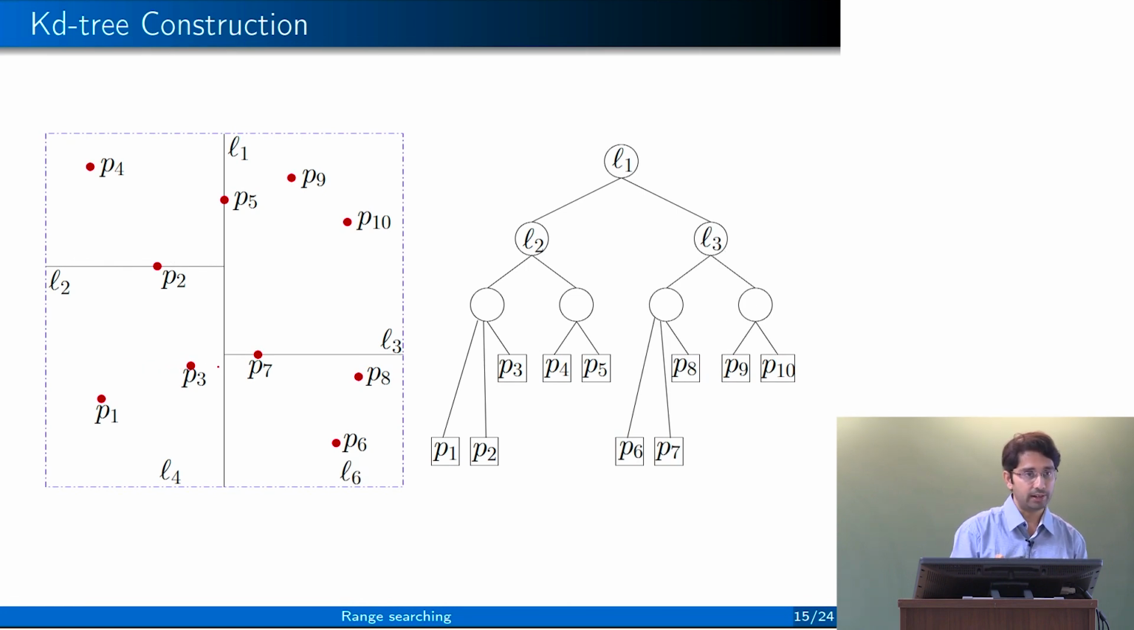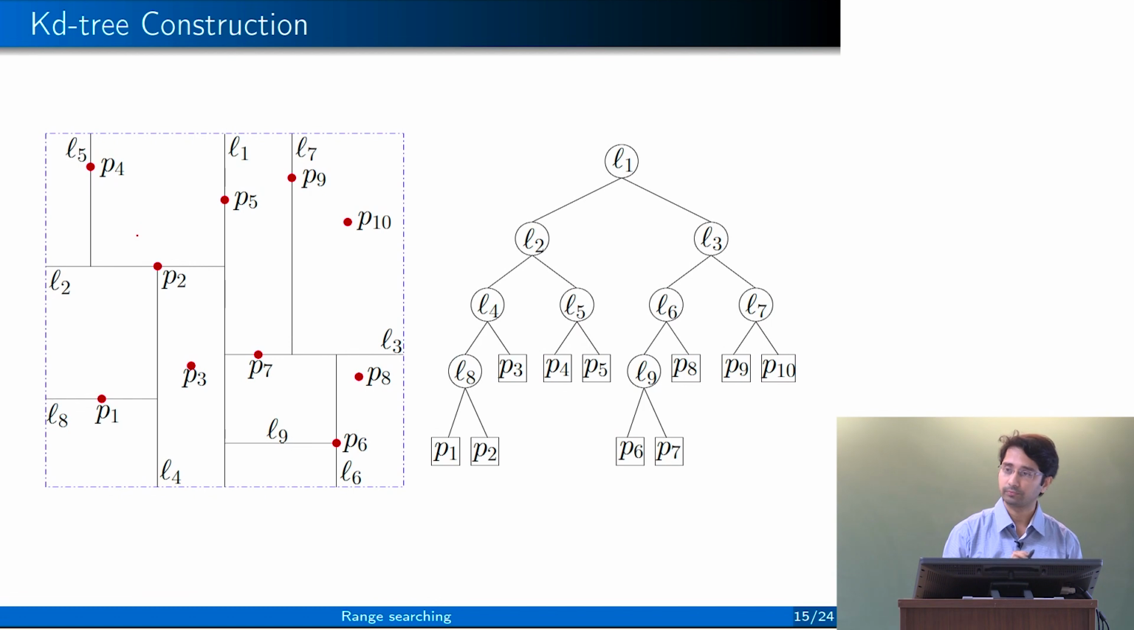Similarly, I am doing for the right hand side. I am dividing the points in the right hand side of L1 into 2 equal parts, and that line is L3. First x, then y, now x. Half, half, half, half. I will continue till there is only one point in each subdivision.